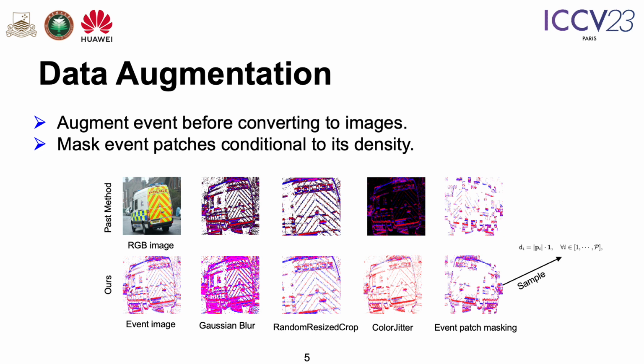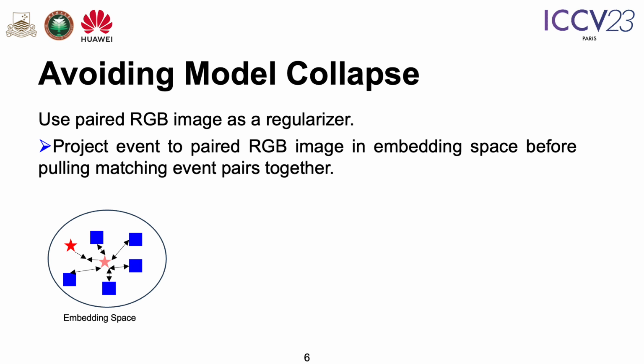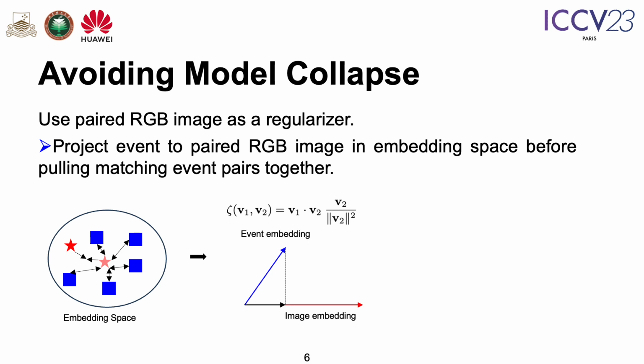To avoid model collapse during training, our key idea is to use the paired RGB image of event data as a regularizer. We have three key optimization objectives. First, instance discrimination between event data. Interestingly, the embedding of the paired natural RGB image is a basis vector and provides good regularization. We project the event embedding on the image embedding before optimizing the InfoNCE loss.